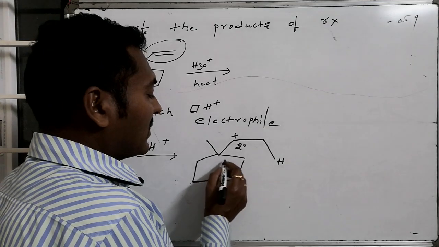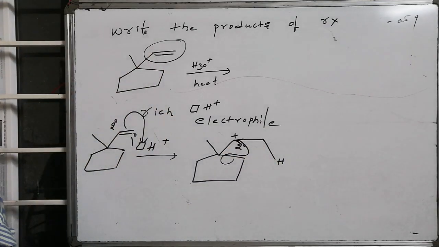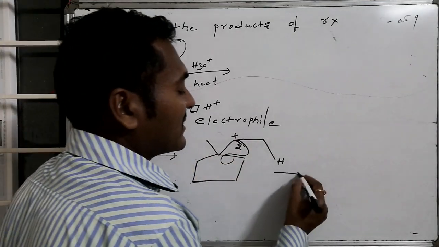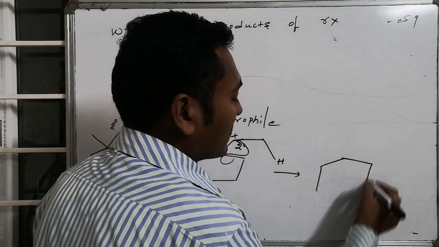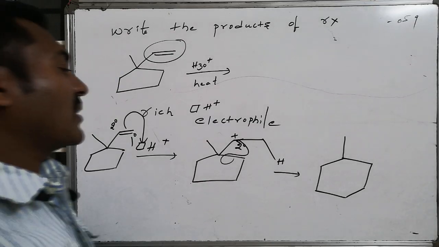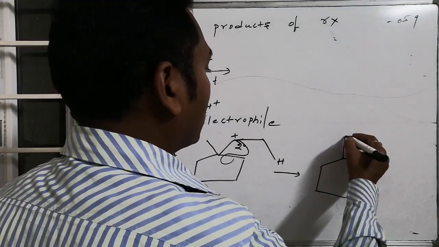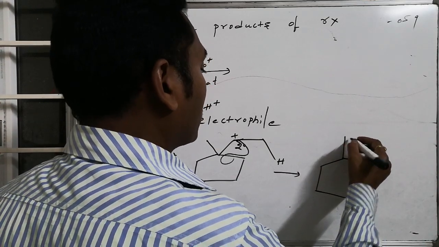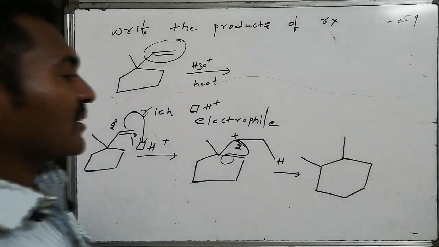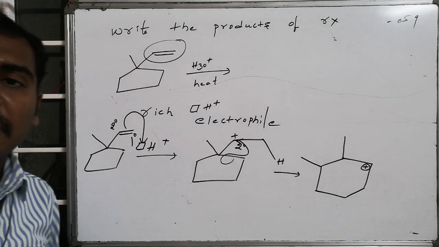Due to that reason, let us expect that this sigma bond moves towards the secondary carbocation, the carbenium ion, from here. So it is converted to a 6-membered ring system, having a methyl over here, followed by another methyl present over here. Now here it has a positive charge.